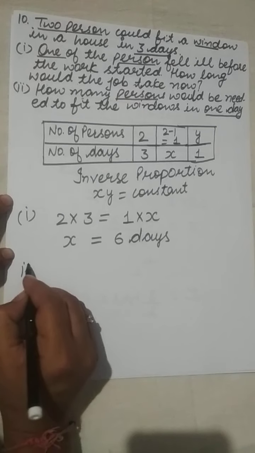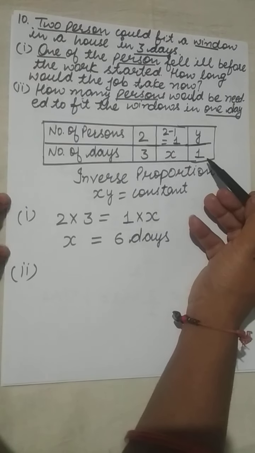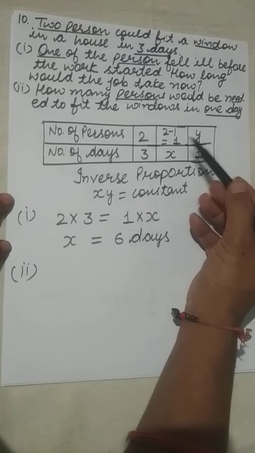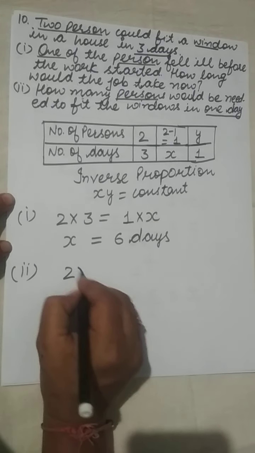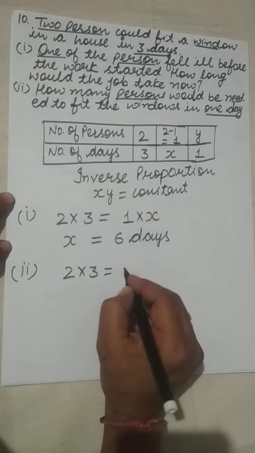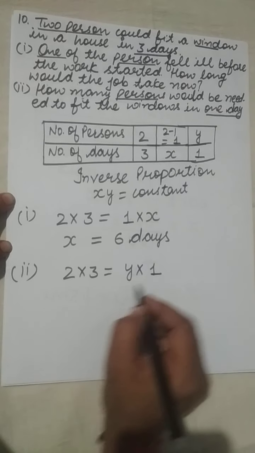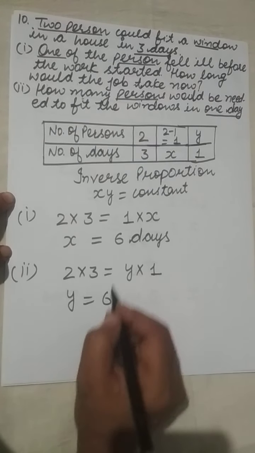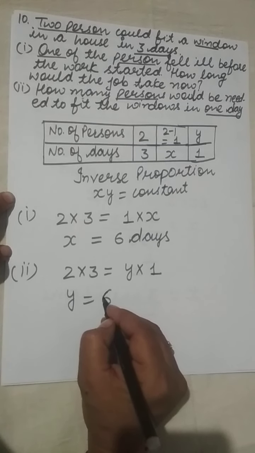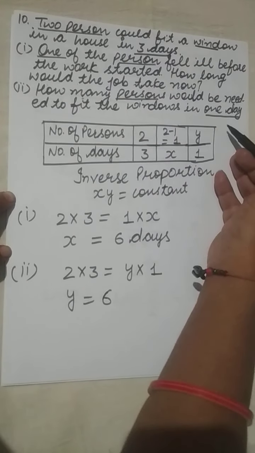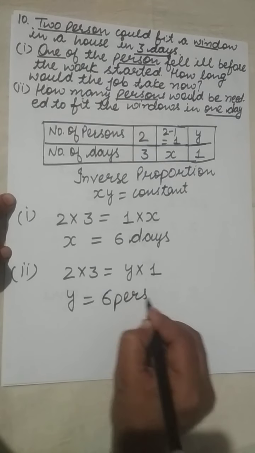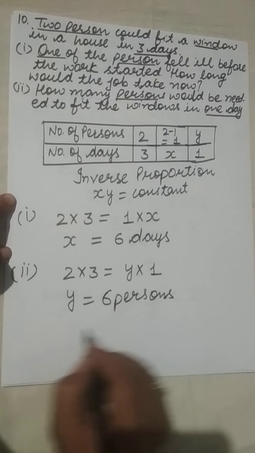Now the second part is, if they want to do the job in 1 day, how many persons are required? Again I will write 2 multiplied by 3 must be equal to y multiplied by 1. y multiplied by 1 is y. 2 3s are 6. It means if we want to fit the window in 1 day, then 6 persons are required to do the job.